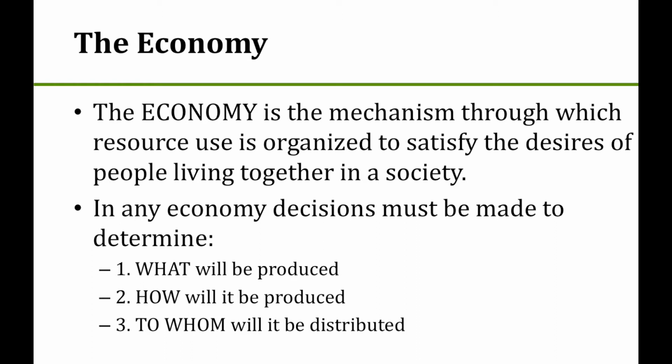The third one is to whom will it be distributed? You produce the goods and services, and you decided how to produce them. And finally, after they are produced, you have to decide how to distribute these goods and services. Generally, in modern capitalist economies, the first two decisions are really important. But unfortunately, the third one is generally disregarded.